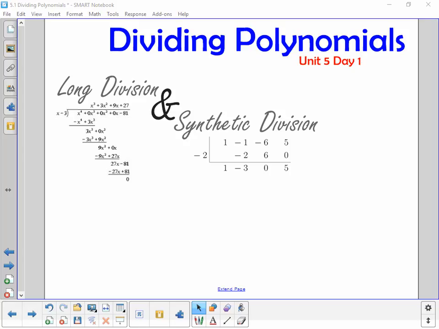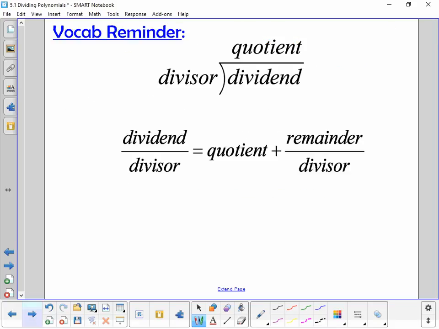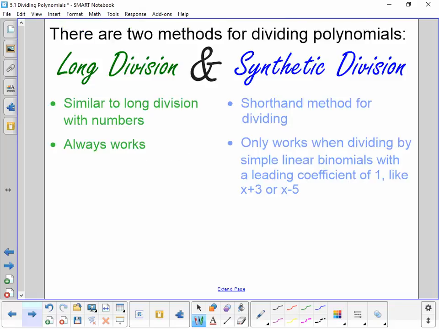Right, so this is still Unit 5, Day 1. This portion of the video will focus on synthetic division, which is essentially a shorthand way to do polynomial division. It's a shorthand method. I think it's quite a bit easier, a lot less complicated.